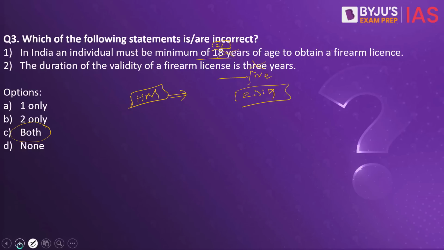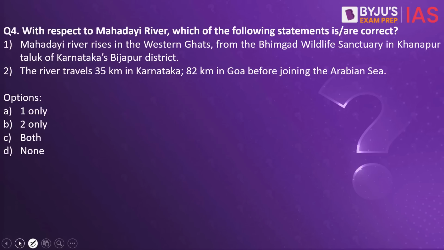Now let's look into the next practice question. With respect to Mahadayi River, which of the following statements are correct? Mahadayi River rises in the Western Ghats from Bhimgad Wildlife Sanctuary in Khanapur Taluk of Karnataka's Bijapur district. The river travels 35 km in Karnataka, 82 km in Goa before joining the Arabian Sea. Which of the statements are correct? The answer to this is 2 only.